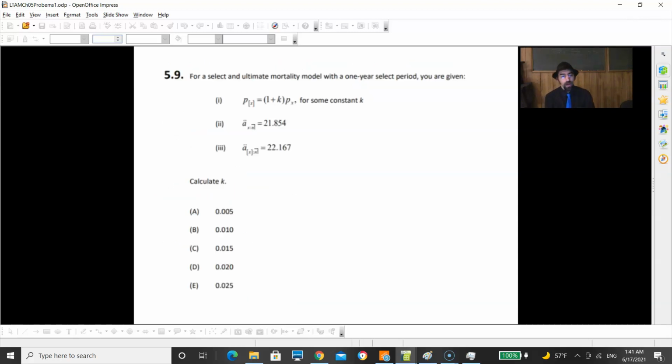5.9. For a select and ultimate mortality model with a 1-year select period, you're given that p selected at x is a little bit bigger than p sub x, 1 plus k for some small constant k. And you're given a double dot x angle n and a double dot selected at x angle n, and you have to calculate k.